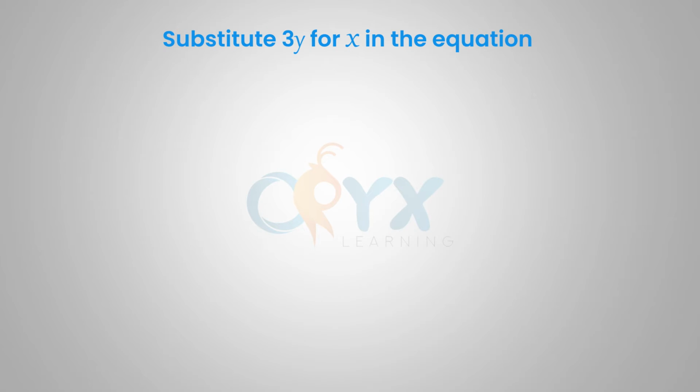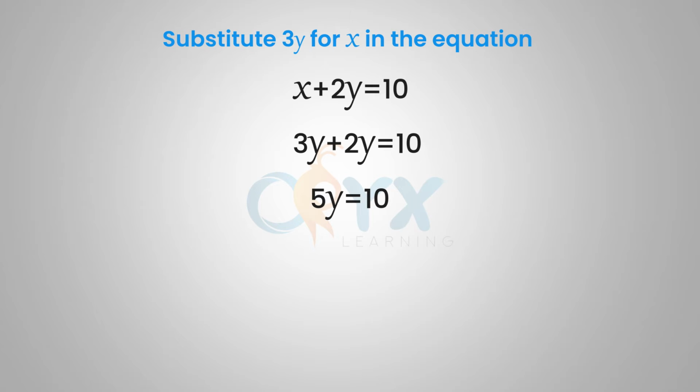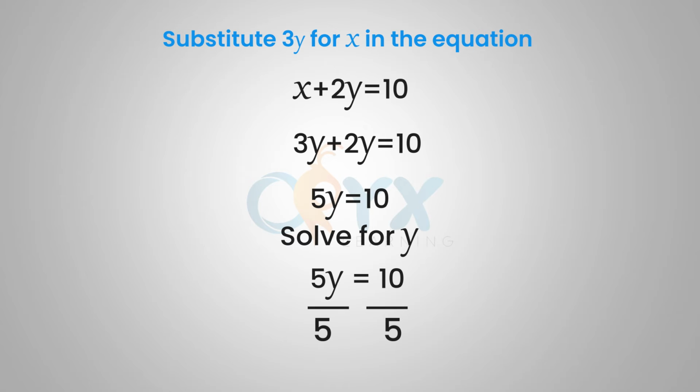Substitute 3y for x in the equation x plus 2y equals 10. If I substitute the 3y in for x, I will then get the equation 3y plus 2y equals 10. 3y plus 2y is 5y, so 5y equals 10. Now I need to solve for y. In order to solve for y, we'll use the inverse operation of multiplication, which is division. I will divide both sides of the equation by 5 to get y equals 10 divided by 5, or y equals 2.